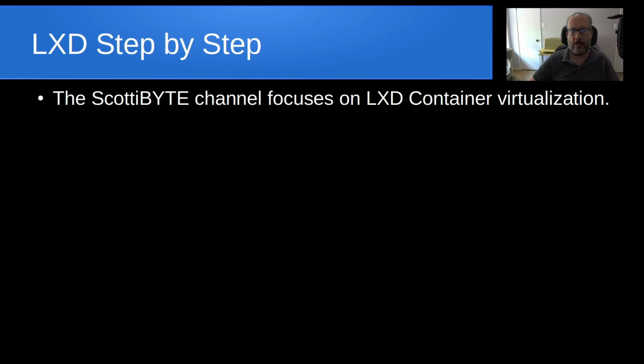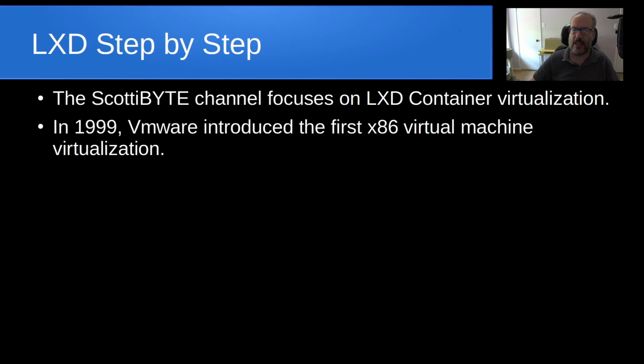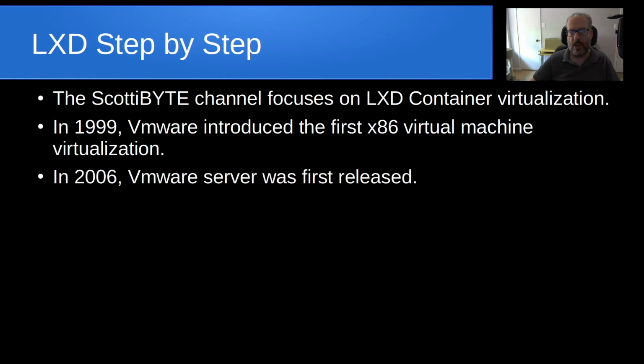So a short history about virtualization. In 1999, VMware introduced the first x86 virtual machine virtualization. And so we're really looking at right about 25 years for a history of virtualization as far as x86 is concerned. Yes, I know virtualization goes back to the 1960s with IBM, but I'm talking about modern hypervisor virtualization that we think of today. So then in 2006, VMware Server was first released.